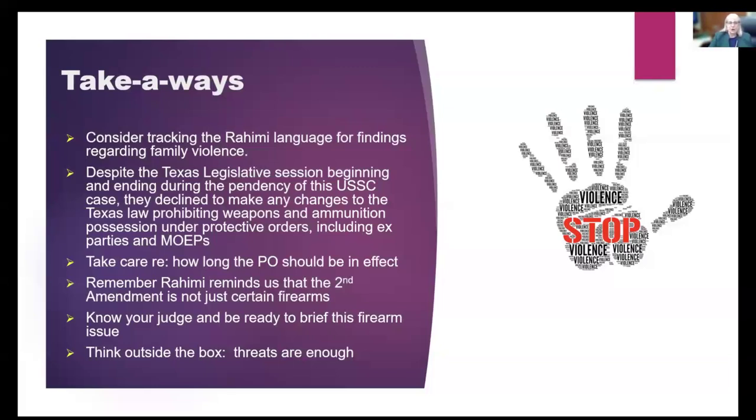Also, think outside the box and remember that threats are enough. It doesn't have to be that somebody has been physically harmed in order to get a protective order. And we all know that even if there hasn't been physical harm, threats are harmful. And with that is my last slide.